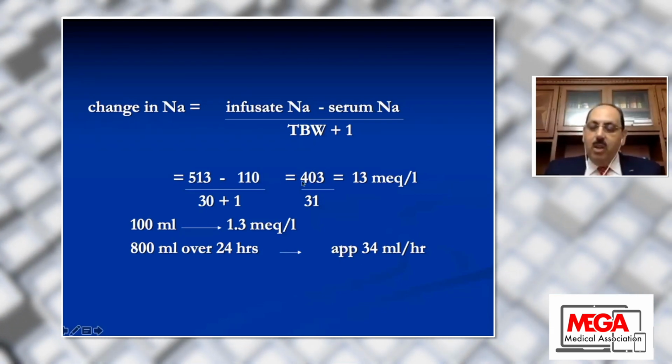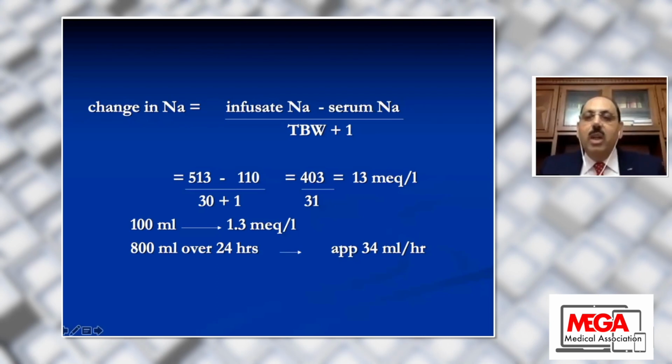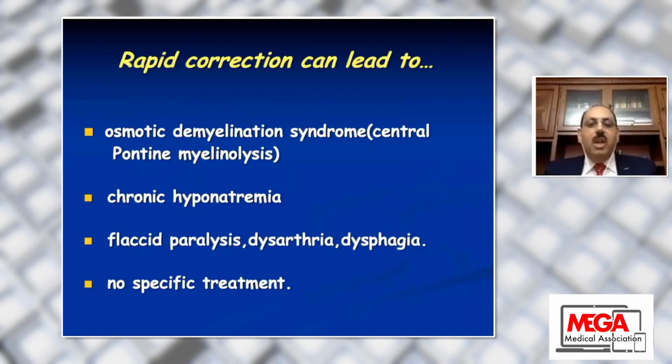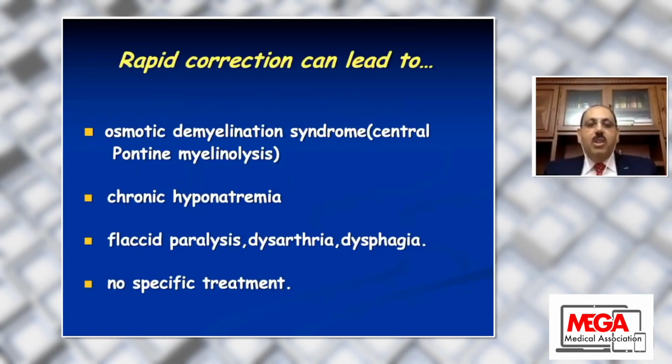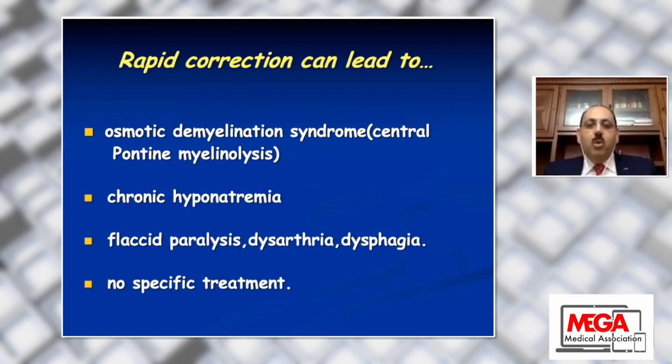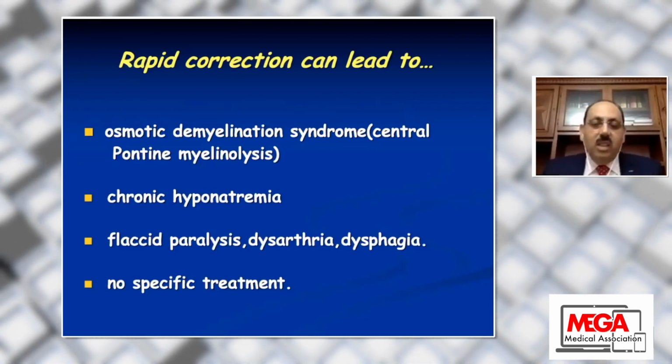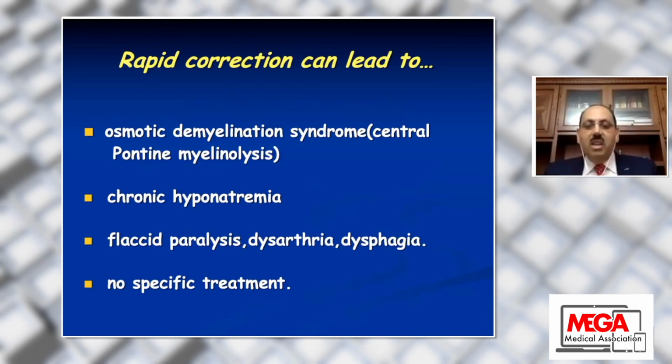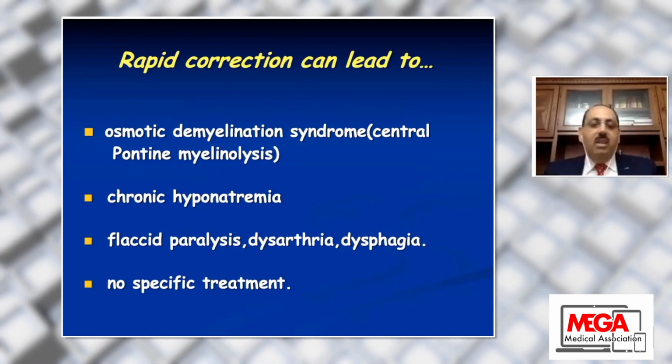to give a slow and gradual correction, as rapid correction can lead to permanent damage, osmotic demyelination syndrome, or central pontine myelinolysis, which is flaccid paralysis, dysarthria, dysphagia, and it has no specific treatment.